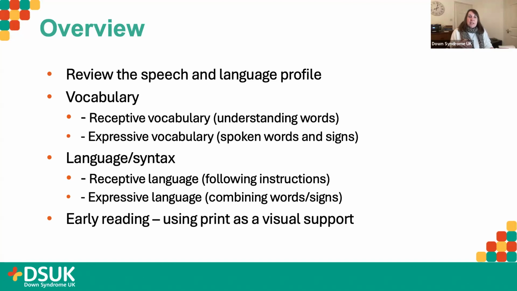We then will move on to language and syntax, and that's really anything over single words. It's about putting words together and then starting to use maybe a little bit of early grammar, some of those function words like the is and the and the a. And again, when we look at that, we'll be thinking about receptive language. So can they follow some simple instructions, or where's the big ball from the big and the little ball and the big and the little teddy? Or are they starting to put two words together, which would be their expressive language? I will spend a little bit of time at the end just talking about early reading and really just using print as a visual to support language, but that'll all become clearer, hopefully, as we go through.